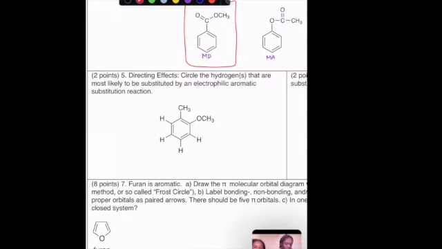All right, next. Circle the hydrogens that are most likely to be substituted by an electrophilic aromatic substitution reaction. That's the same thing we did up there. For this, what we look at is our directing groups, so we're just going to classify them. This R group is going to be a weak activator. How I would memorize it: weak activator is WA, and the only things that are weak activators are A and AR, so it's WAR. You don't need to care, but I'm just letting you know.